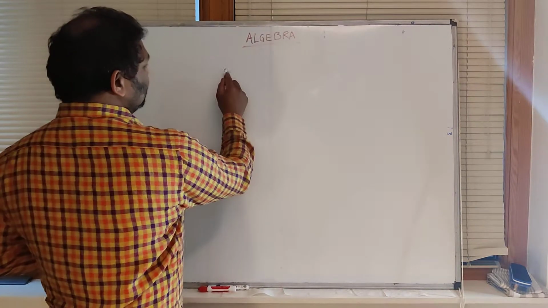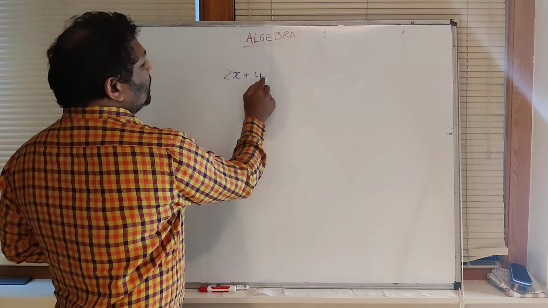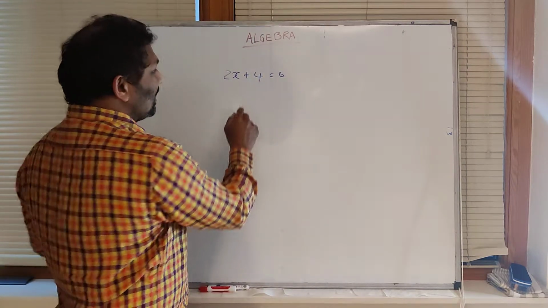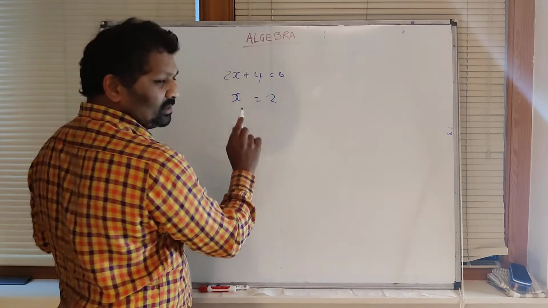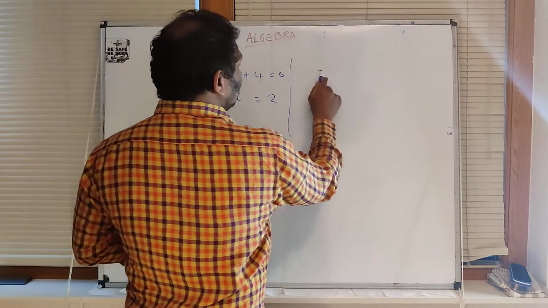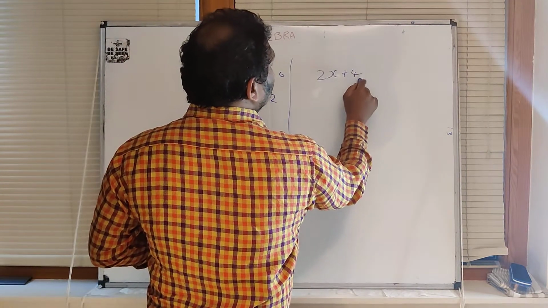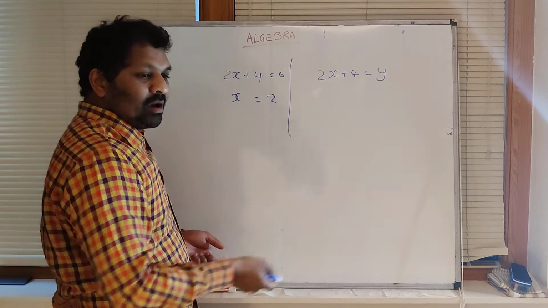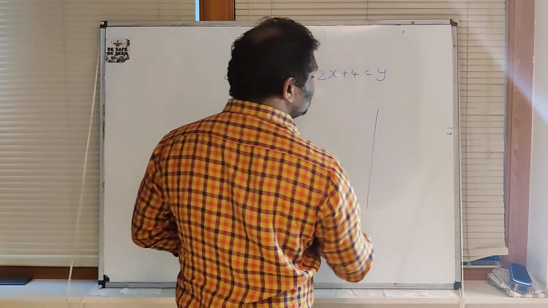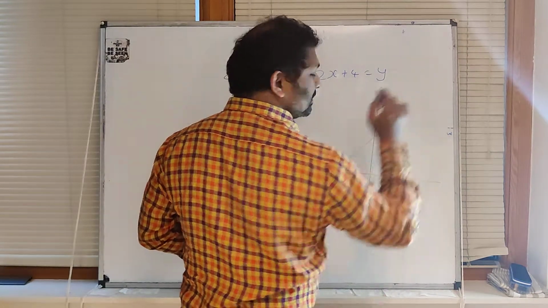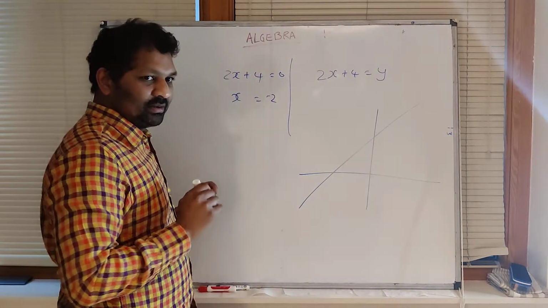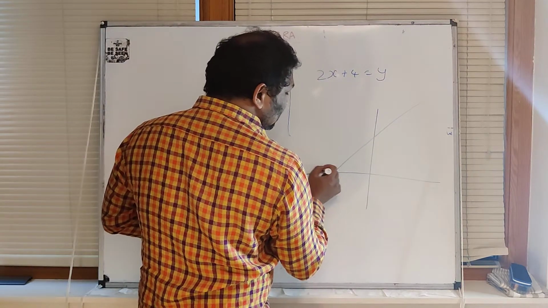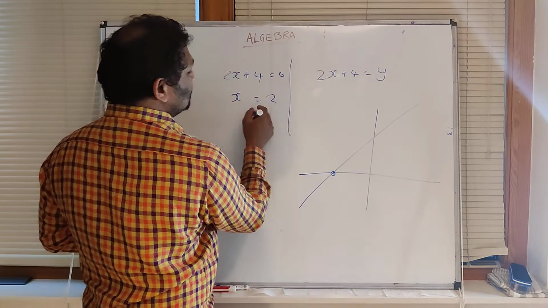So 2x plus 4. If you consider this as a 0, you will get the root. What is the root in this case? x is equal to -2. If you consider this as a y or f of x, you can plot a graph. What does the plot consist of? A line, which consists of infinite points. The point at which this line meets the x-axis will be given by this root, -2.